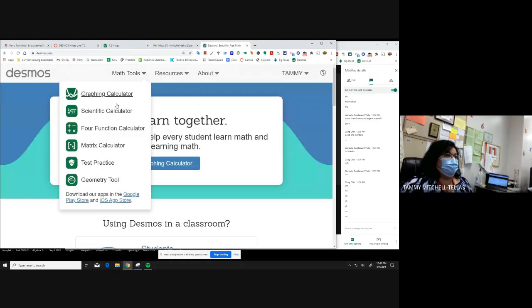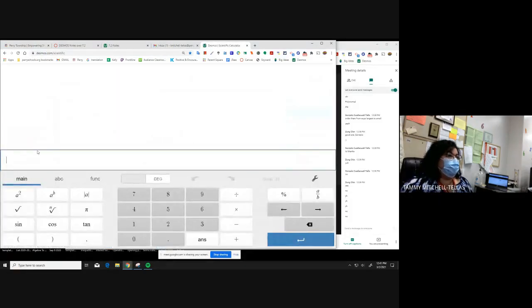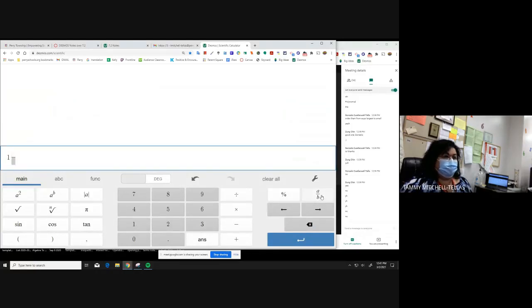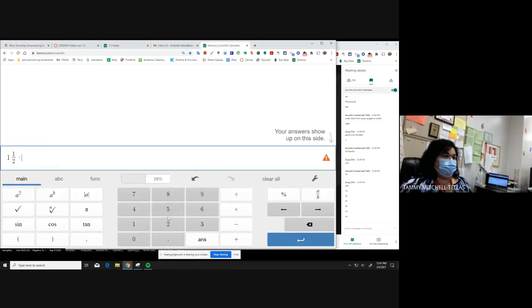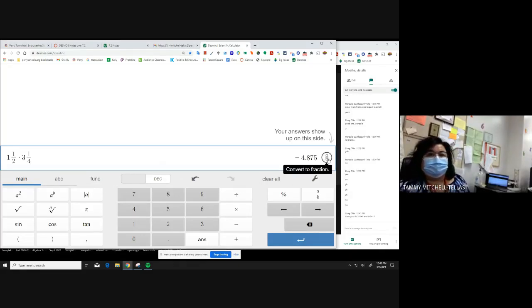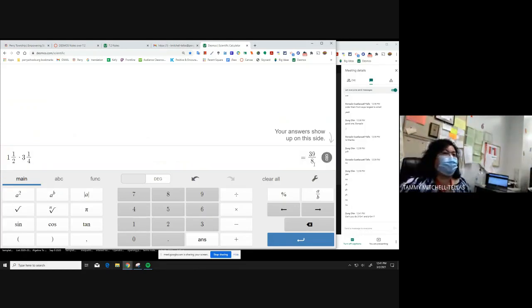Desmos.com. I'm going to go to the scientific calculator and type it in. So 1 and a fraction, 1/2, and then multiply. What's the other number? I lost it. Thank you. 3 and 1/4. And I don't want a decimal, I want a fraction. I can do that in Zoom. So I get 39/8, which would be what as a mixed number?